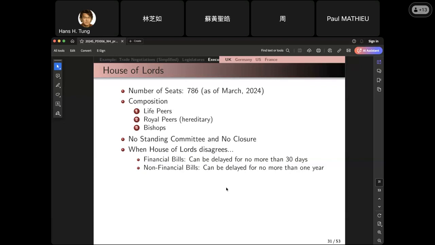And then you have these 2 different chambers, and once they have conflicts, they will have this mediation committee choosing 16 members from each, and the mediation committee is used to solve the conflicts between the 2.